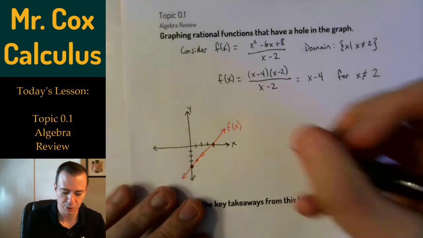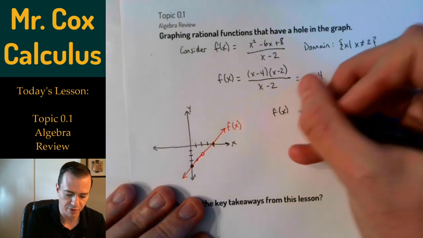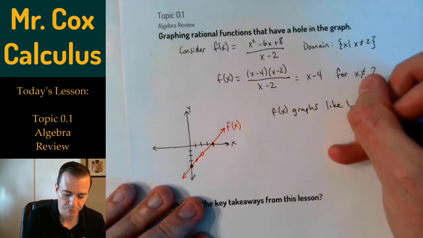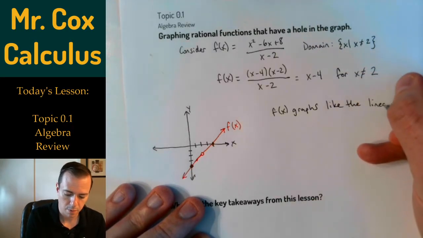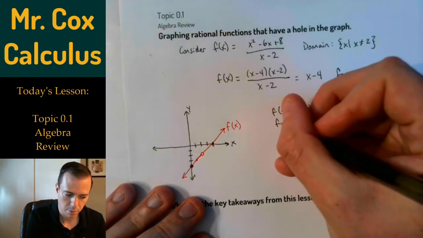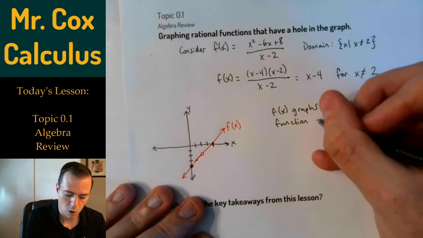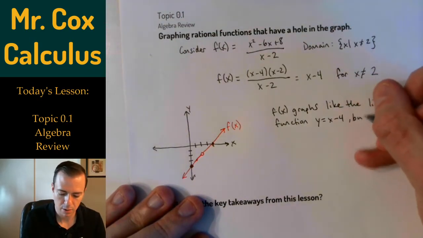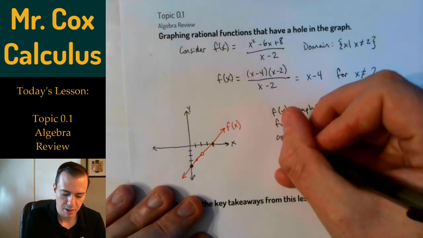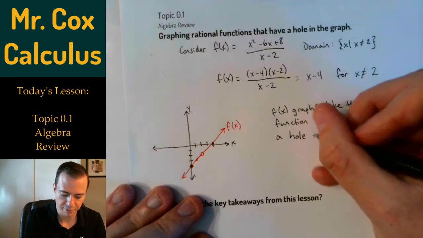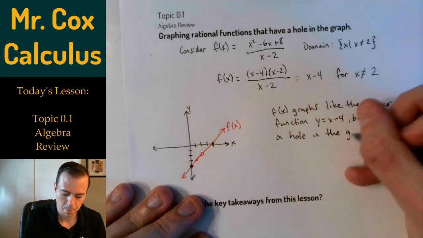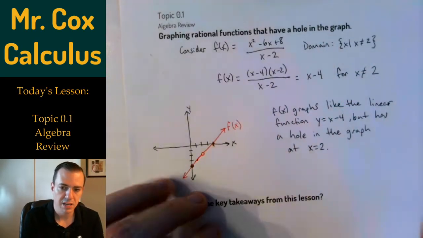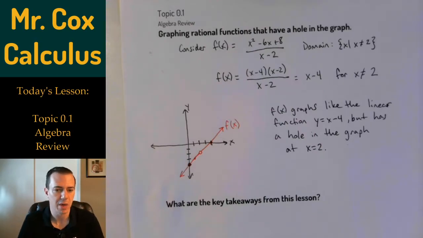So I'm going to go ahead and state that and say f of x graphs like the linear function y equals x minus 4, but has a hole in the graph at x equals 2. Because that's what we had to restrict from our domain, and so that's why there's a hole there.